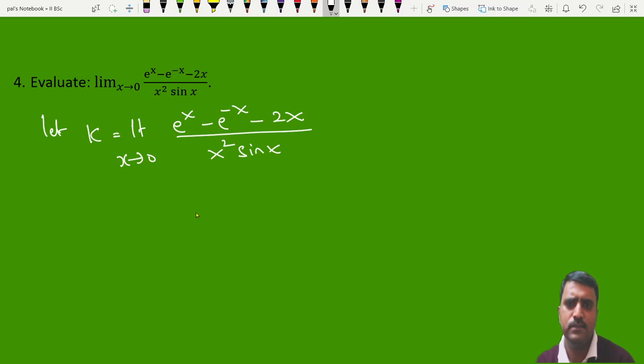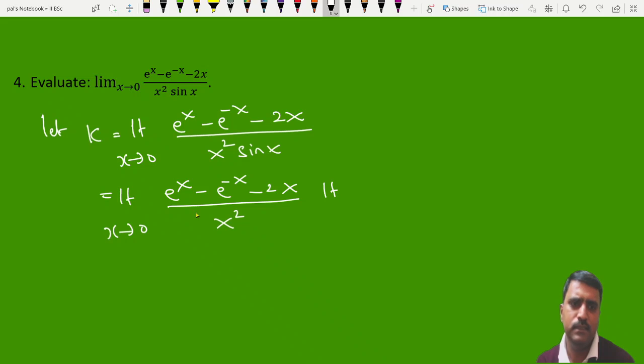First, make sure that sin and cos get cancelled from the denominator. What can we do here? So x tends to 0, it is e power x minus e power minus x minus 2x by x square, and separately apply the limit to 1 by sin x by x. If you put x here, then you have to put one extra x here. Okay. So this limit x tends to 0, its limit becomes 1. 1 by 1 is 1.